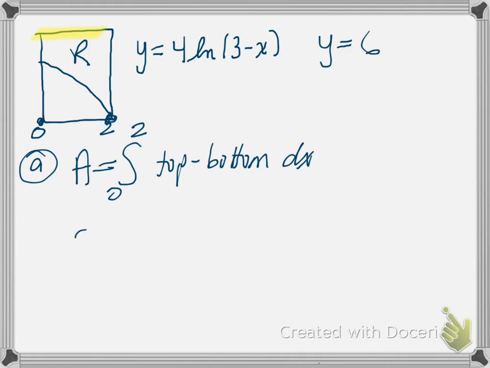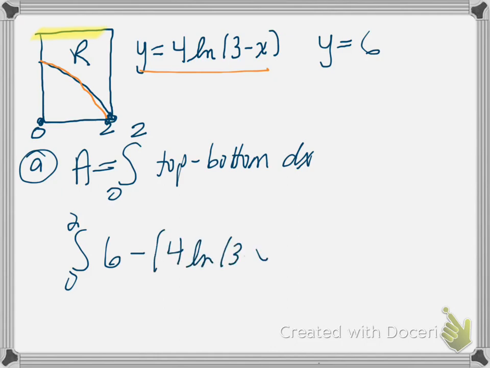Okay, so we have the integral from 0 to 2 of 6 minus the bottom function. The bottom function is this line right here, which comes from that. So it's going to be minus 4 ln of 3 minus x.